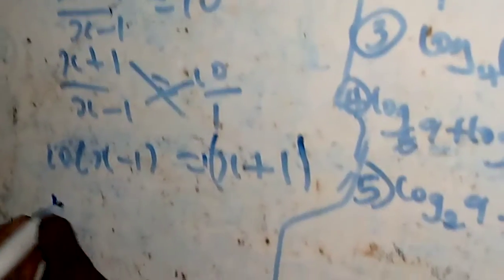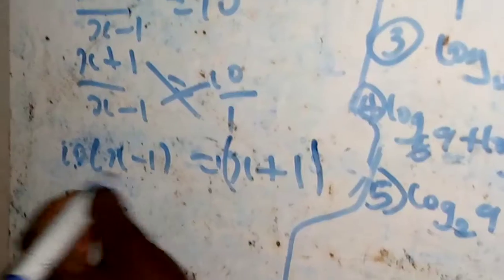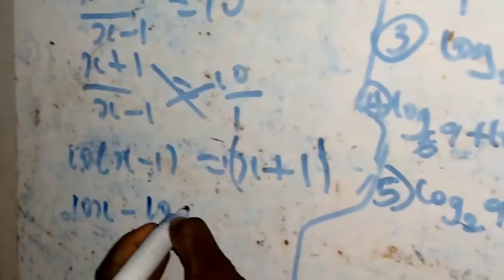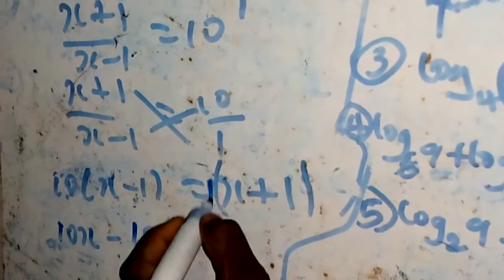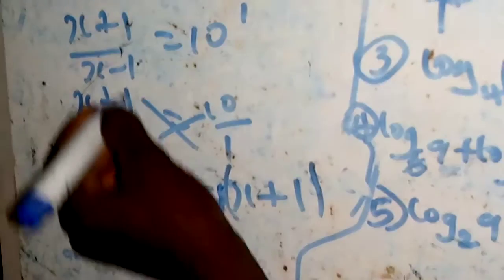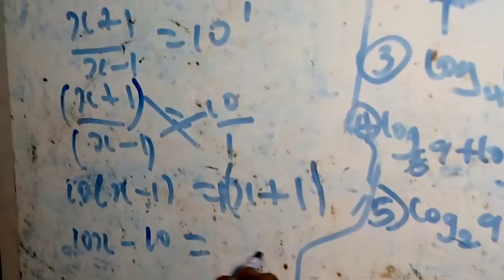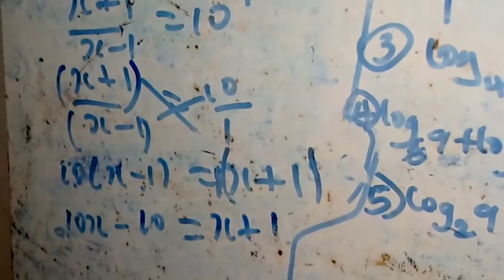So 10 times x, that's 10x, minus 10 times minus 1, that's minus 10, equals to 1 times 1. This 1 multiplied by this, you can put it in brackets. So 1 times x, that's x plus 1 times 1 is 1.